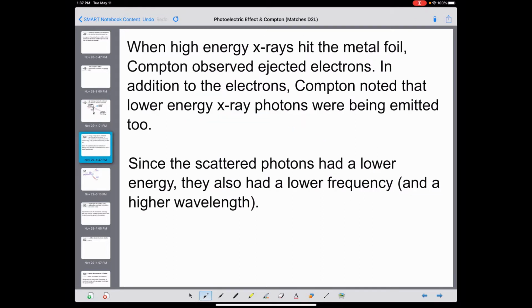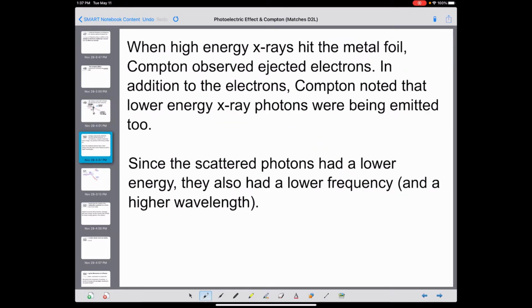Okay, when high energy X-rays hit the metal foil, Compton observed ejected or scattered electrons. And in addition to those electrons, Compton noted that lower energy X-ray photons were being emitted too. So that sentence just summarizes what I was already saying over here on this slide.